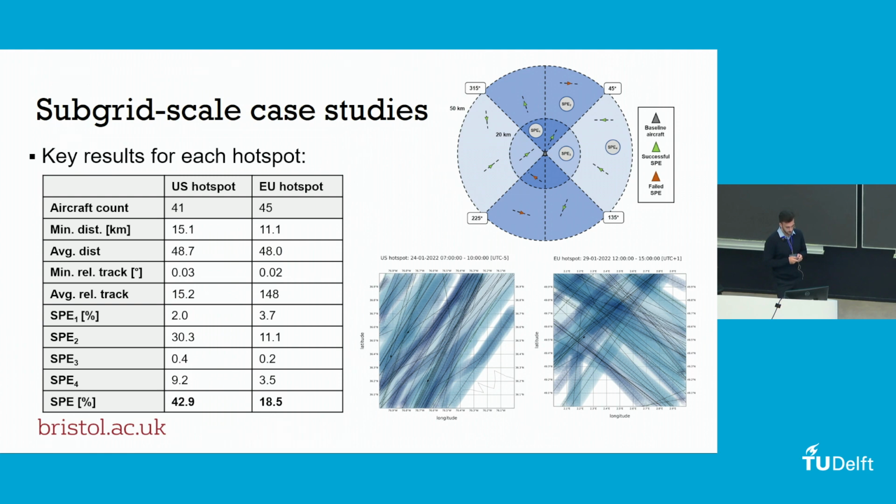The interesting result here is that the total SPE for the US hotspot was actually greater than that of the EU. Even though the EU hotspot had more aircraft, and looks more dense, because of this crisscrossing of trajectories, we don't see the same level of plume overlap. So that really goes to show that the heading, the relative track of these aircraft, is what really counts when it comes to overlapping plumes.